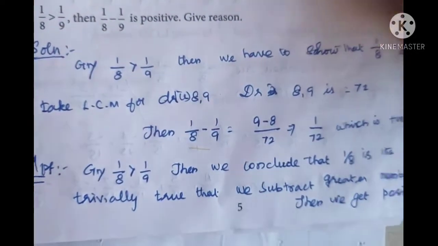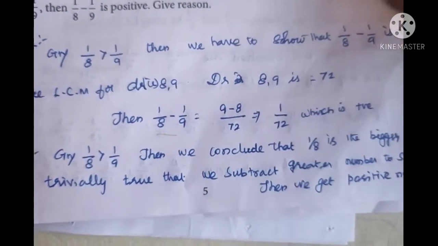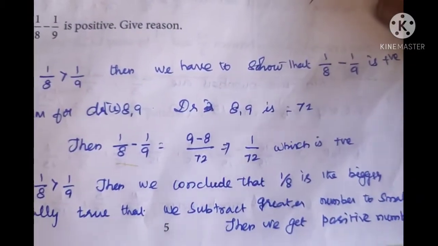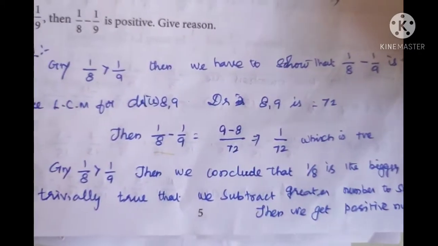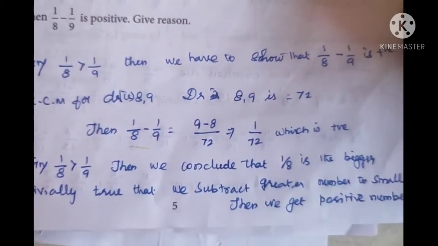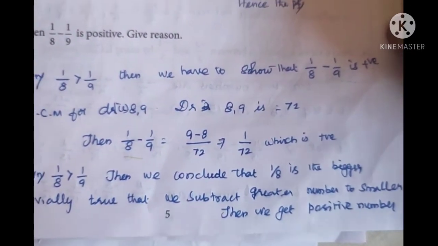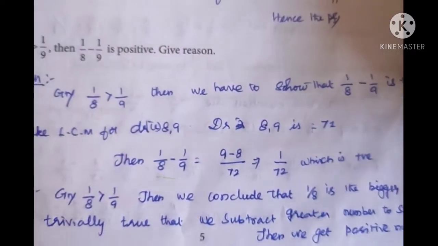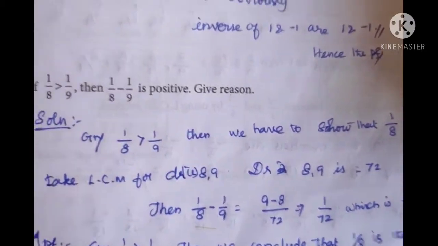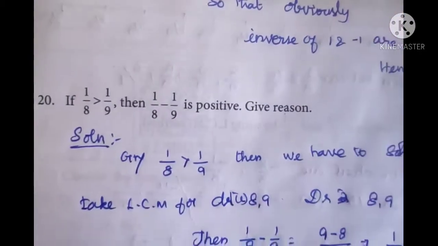Second proof. Given 1 by 8 is greater than 1 by 9, then we conclude that 1 by 8 is bigger than 1 by 9. So it is trivially true that when we subtract the smaller number from the greater number, we get a positive number. So the above mentioned statement is true.